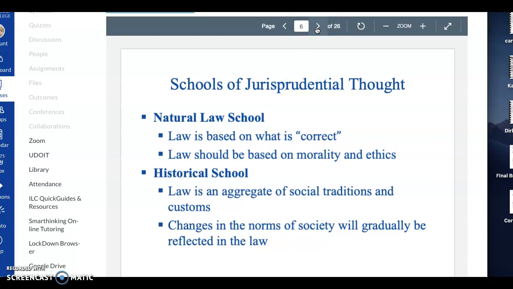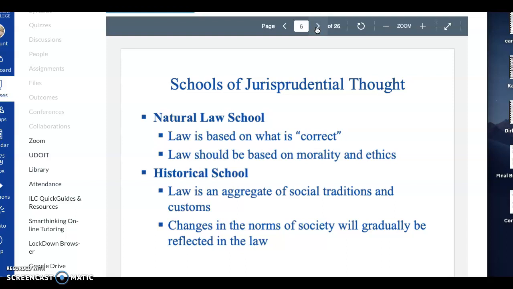Now, your book identifies several different schools of thought, and we looked at natural school of thought, historical school of thought. These are two different theories. So natural law school is based on what is quote unquote correct, what we feel that society should be. It's based on ethics and morality. Obviously, it can change from time to time. Women weren't allowed to wear sleeveless shirts at one point. That was unethical or immoral. That's no longer the case.